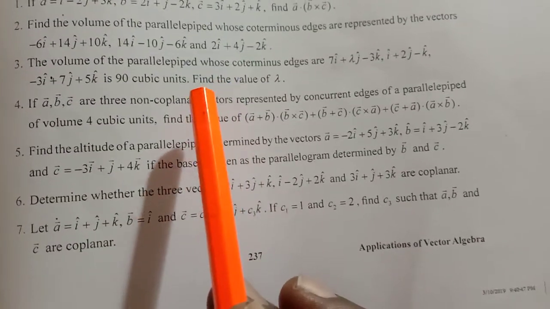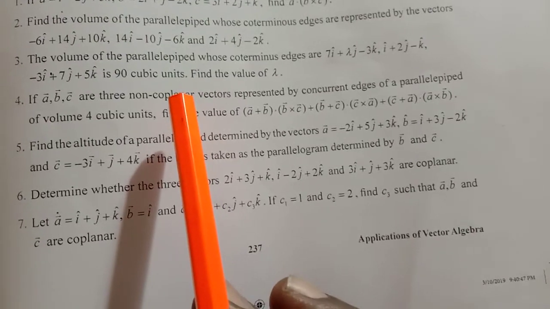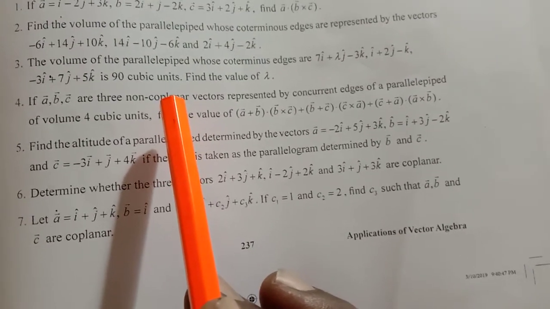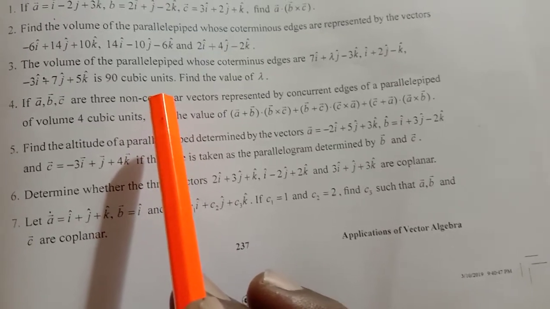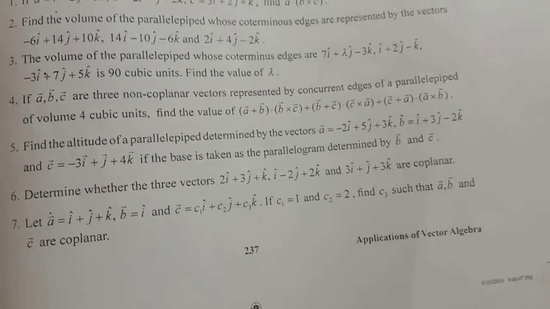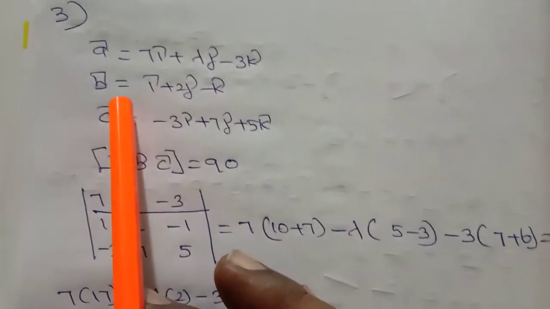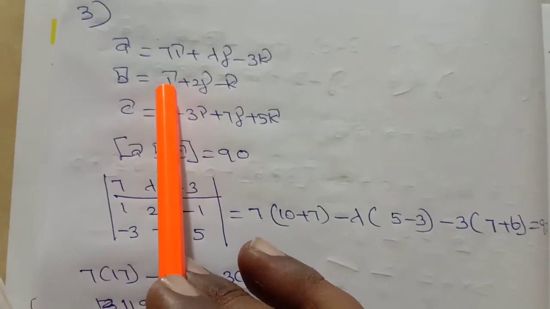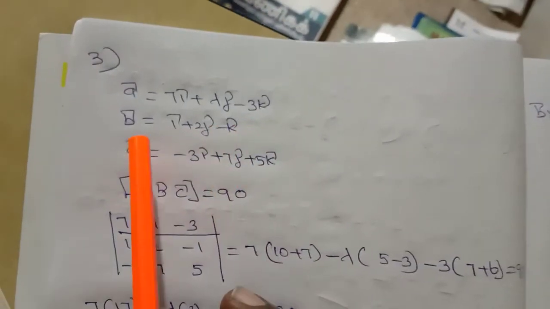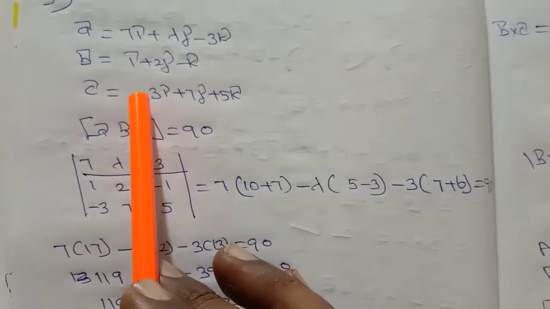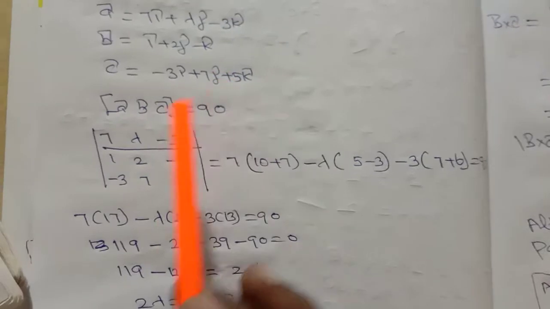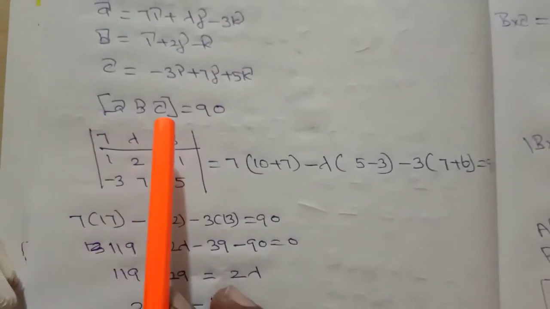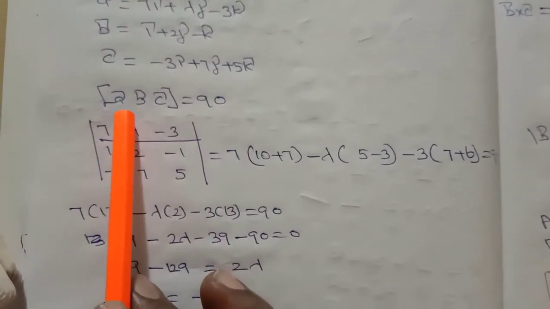That is, volume is given. You know that volume of the parallelepiped with coterminous edges A, B, C is nothing but box product ABC. So from this you can find the value of lambda. You see the solution here. Now what is given here? A vector equal to 7i plus lambda j minus 3k, B vector equal to i plus 2j minus k, C vector equal to minus 3i plus 7j plus 5k. So given that volume equal to 90, that is box product ABC equal to 90.